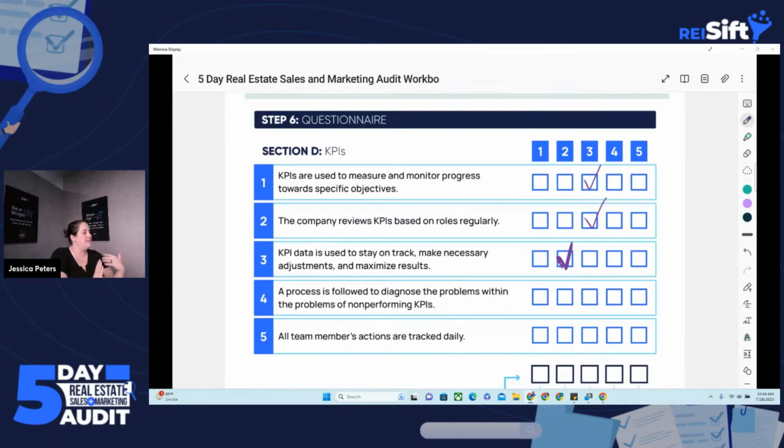A process is followed to diagnose the problems within the problems of non-performing KPIs. So this is digging even more into that. If I'm not getting the lead generation that I want, is it the amount of correct numbers that I'm getting? Or is it the correct numbers converting to leads? Am I doing anything with my not interesteds? If you are wondering why I'd even want to do that, then definitely tune in tomorrow. I'll give you a hint: if somebody says they're not interested, we still spent money getting a correct number to the homeowner.